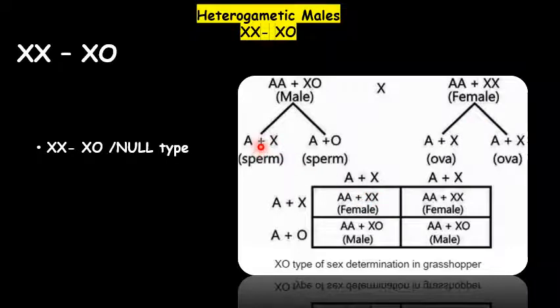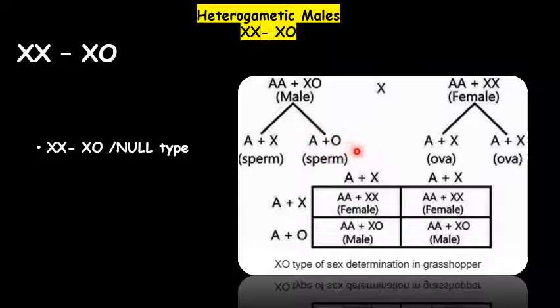Likewise, again this sperm goes and fertilizes this egg. Again you will get a female, because both contain XX, which means female chromosomes, while this sperm doesn't contain any X chromosome. Hence we call that heterogametic.